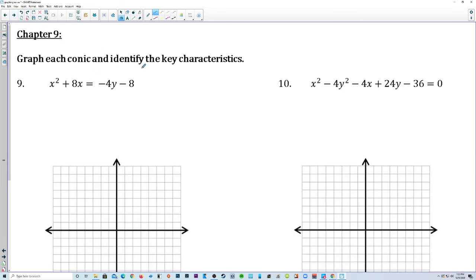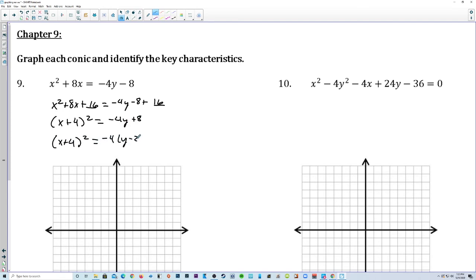Nine, graph each conic, identify the key characteristics. This is a parabola, and we have x squared plus 8x plus something is equal to negative 4y minus 8 plus something. 8 divided by 2 is 4. 4 squared is 16. We got 16 here as well. X plus 4 squared is equal to negative 4y plus 8. So x plus 4 squared is equal to negative 4y minus 2.